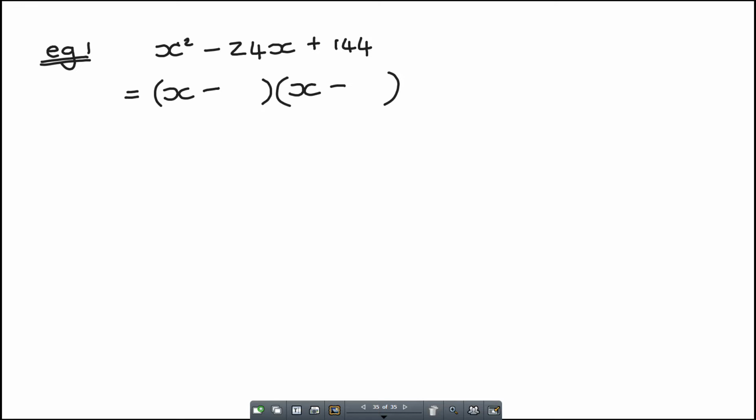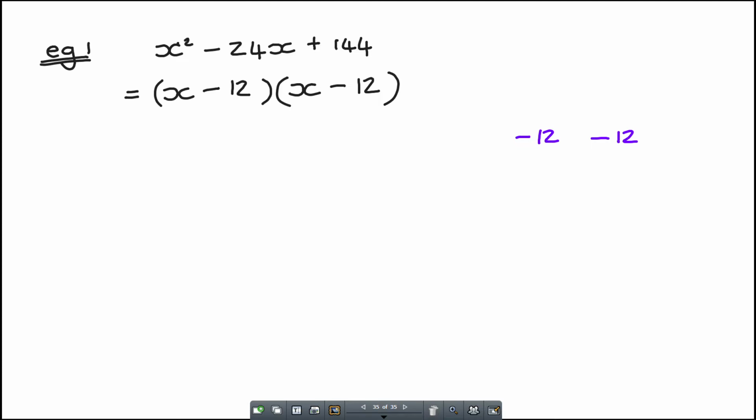Okay, right. Now, we said we've got to get factors of 144, meaning what do I multiply with each other to get 144? Now, the first one that I think of is 12 times 12. No. And can I use that to get negative 24? Yes, I can say minus 12 minus 12. Okay, so that's how I knew it would be x minus 12, x minus 12.